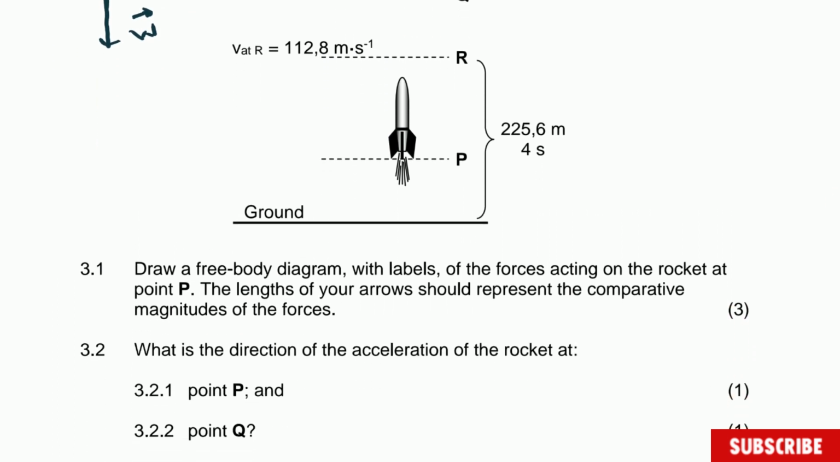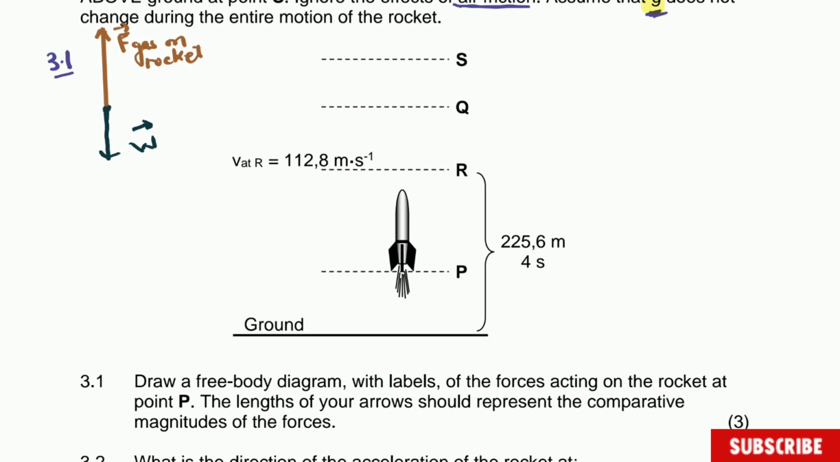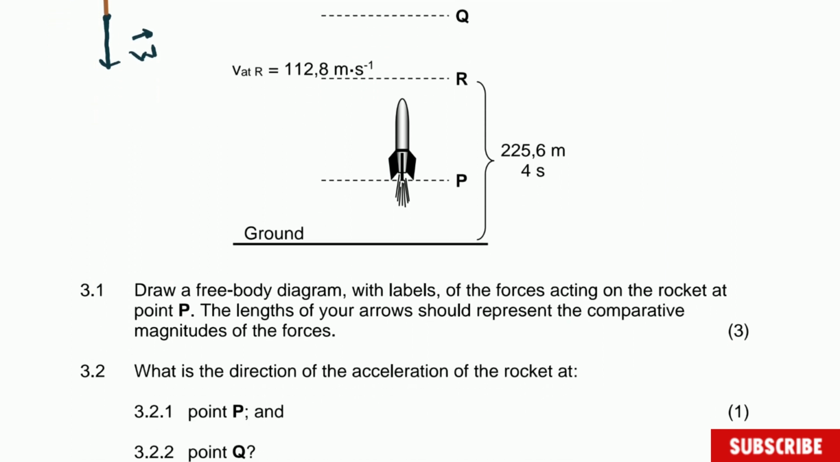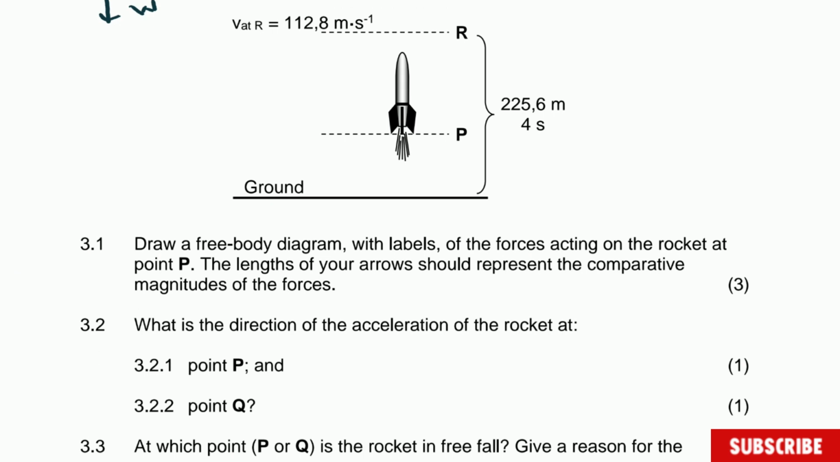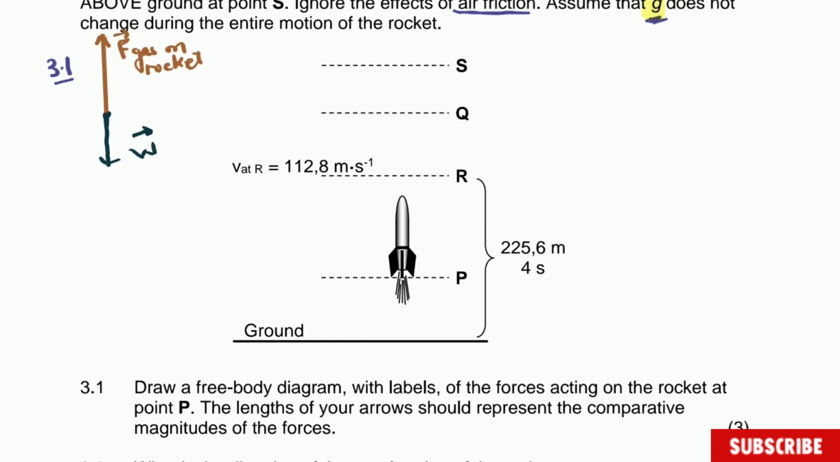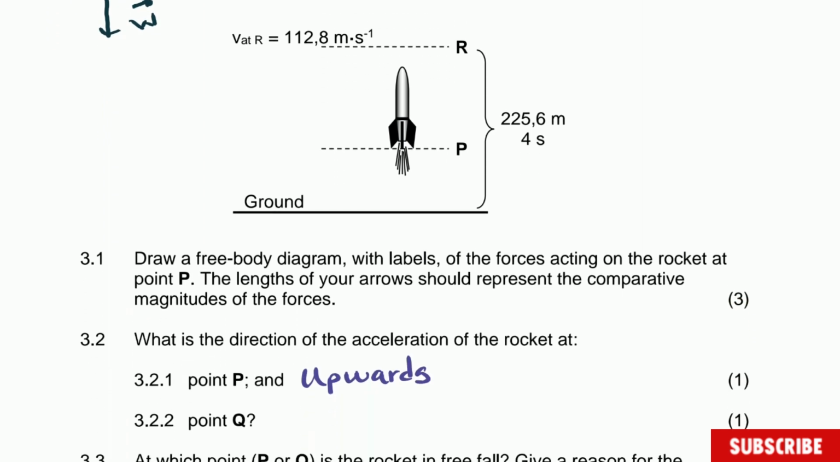Question 3.2: what is the direction of the acceleration of the rocket at point P? Now at point P, the rocket is moving up. The net force is moving up. As you can see, the force of the gases is greater than the force of gravity or weight, and therefore the acceleration is going to be upward. So at point P, the acceleration is upward. This one is Newton's second law. The acceleration is in the direction of the net force, and you can see the force upward from the gas on the rocket is greater than the force downward of gravity.